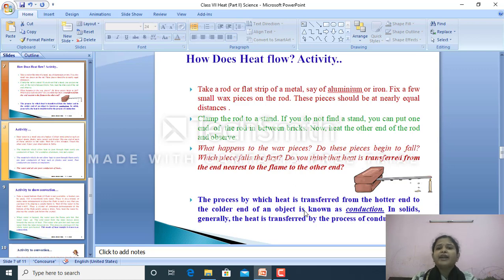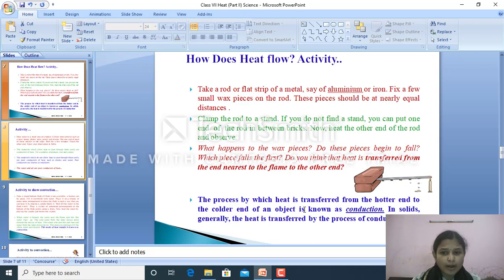Radiation does not require any medium. Directly the heat is transferred without any medium. So this activity is to show the process of conduction. Conduction means how the transfer of heat takes place from a hotter object to a colder one in case of solids.